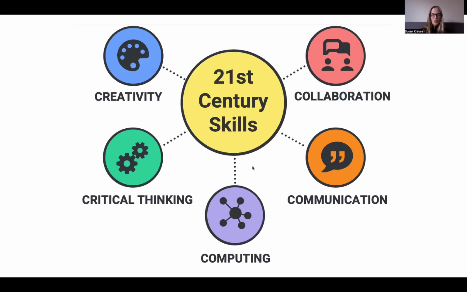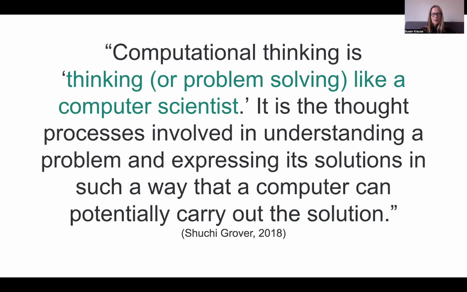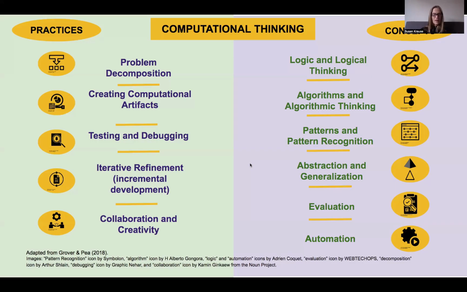There are 5 main 21st century skills: creativity, collaboration, critical thinking, communication, and computing. Computing is interchangeable with the term computational thinking. Computational thinking is thinking or problem solving like a computer scientist. It is the thought processes involved in understanding a problem and expressing its solutions in such a way that a computer can potentially carry out the solution.